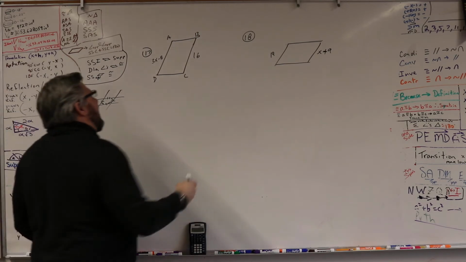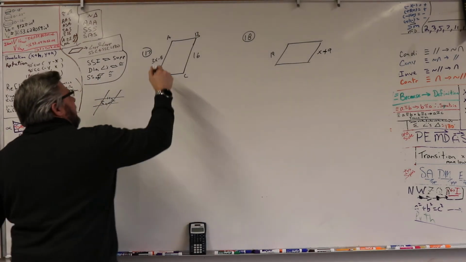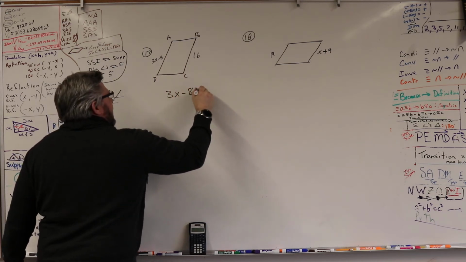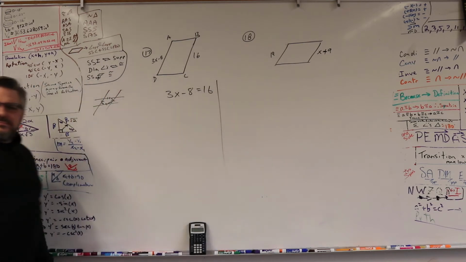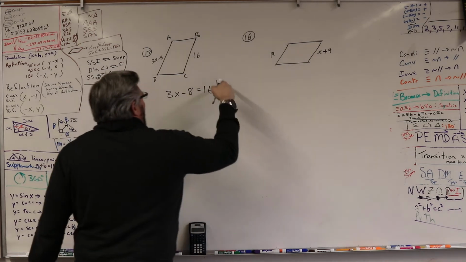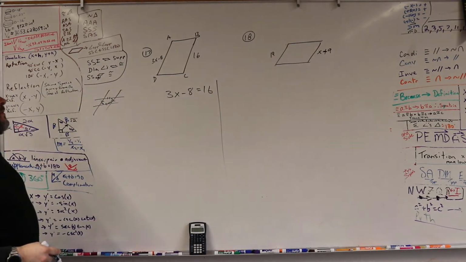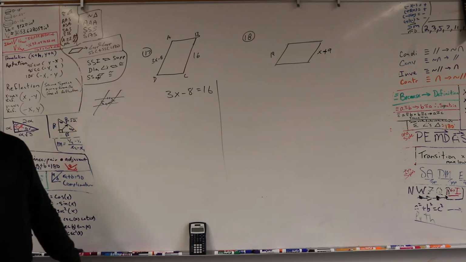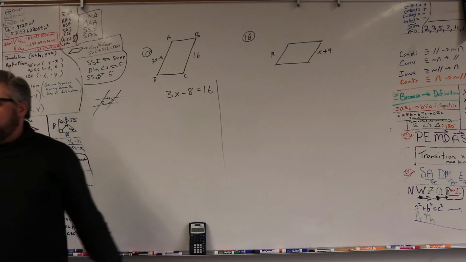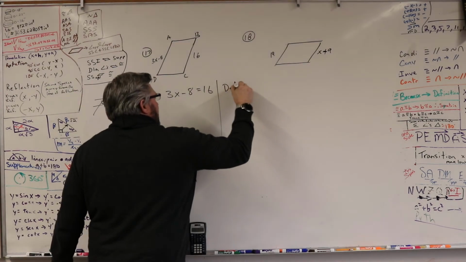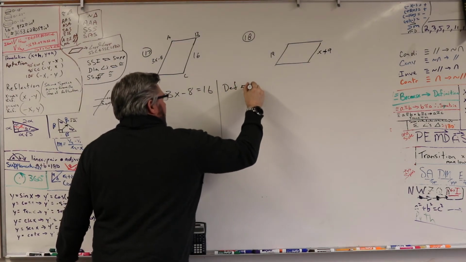So with that said, ooh, good catch. That means this is equal to that. 3x minus 8 equals 16. And so all I have to do is state that the sides opposite of them are congruent. So, definition of a parallelogram. Okay?